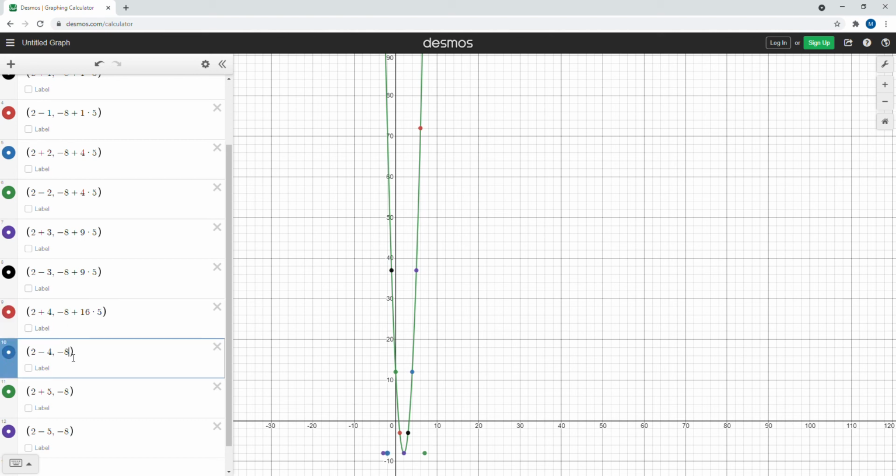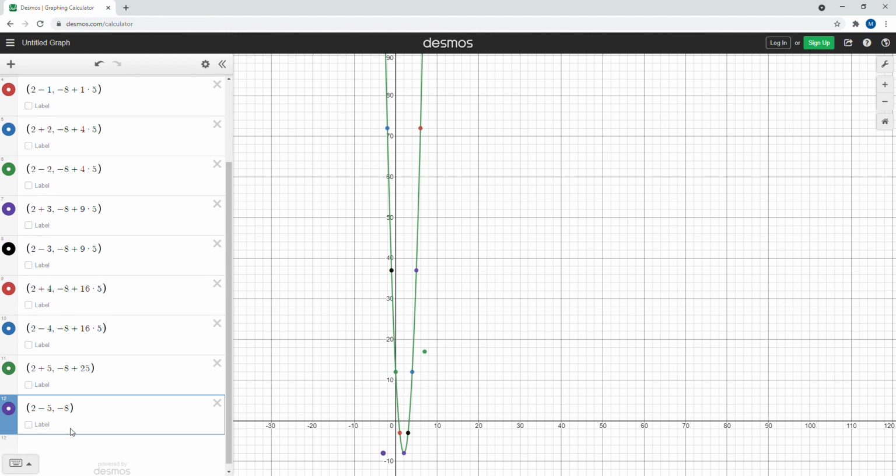So again, for the next one, we add 16. Notice that it doesn't go all the way up there. And so we're going to have to hold Shift 8 to get multiplication and then multiply by 5. So now we are on the parabola. Our last one is that we're going to have to add 25. And let me add that to both of these last ones.